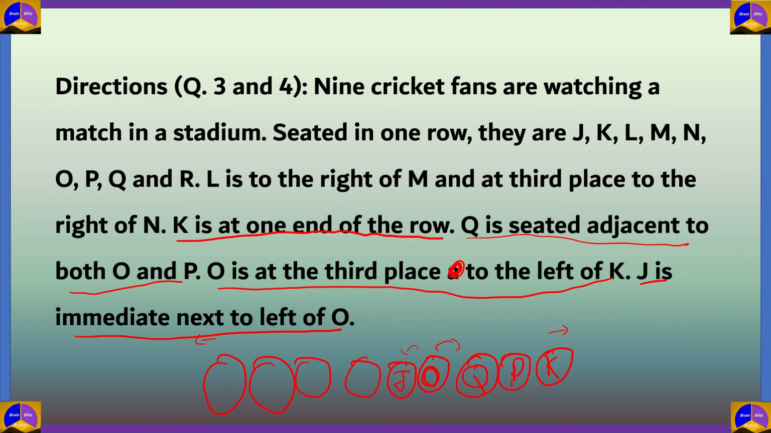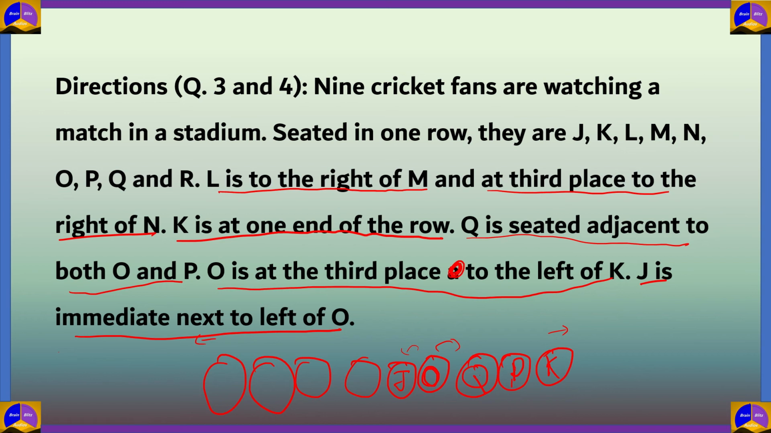Now let's look at the first statement. L is to the right of M and at third place to the right of N. Now this statement says that L is to the right of M and the 3 places to the right of N. So if N is at 1 position, L must be in the 4th position if N is in the 1st position.